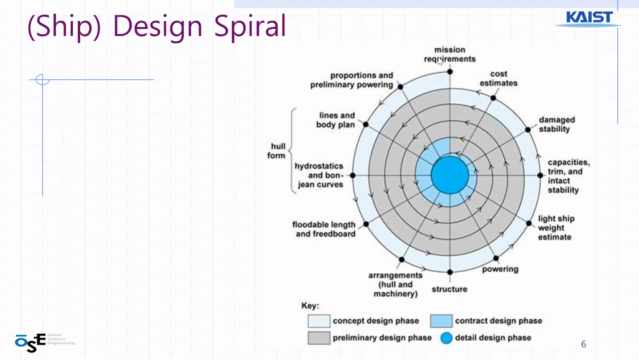And let's start from mission requirement, proportion, preliminary powering, lines, body plan, hydrostatic, floatation length, arrangement, structure, powering, light weight, capacity trim, damage stability, and cost estimation. And second round, and then third round, fourth round, how many? Six times of iteration. Oh, many. And then the color says the first is the concept design phase, the second is the preliminary design phase, the third is the contract design phase, and the last is the detailed design phase.